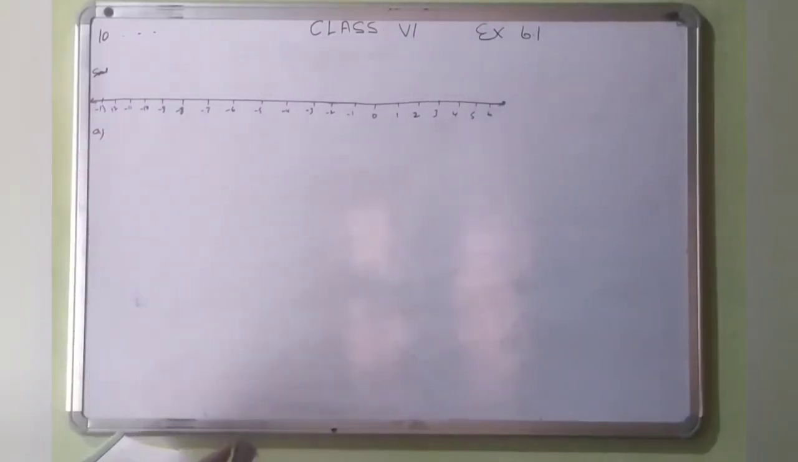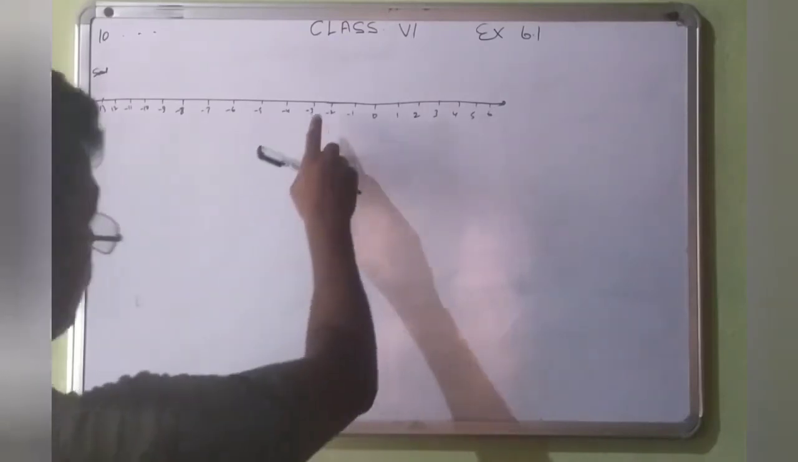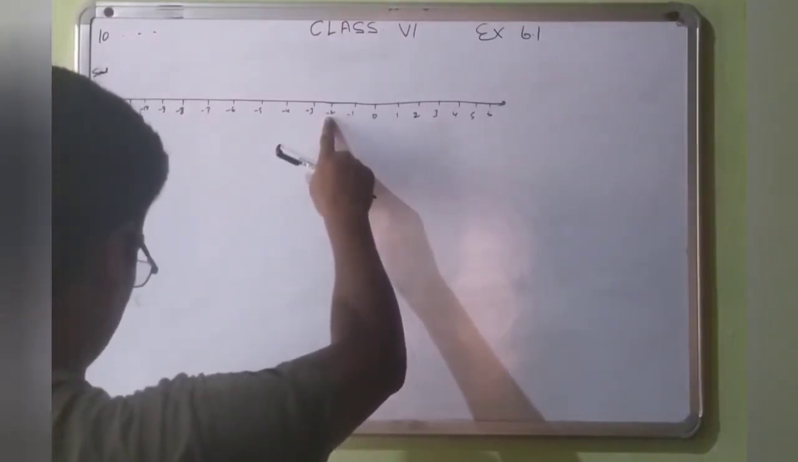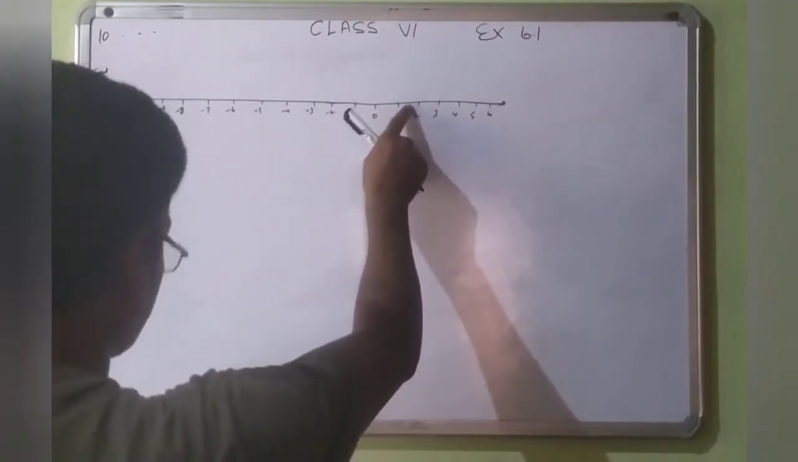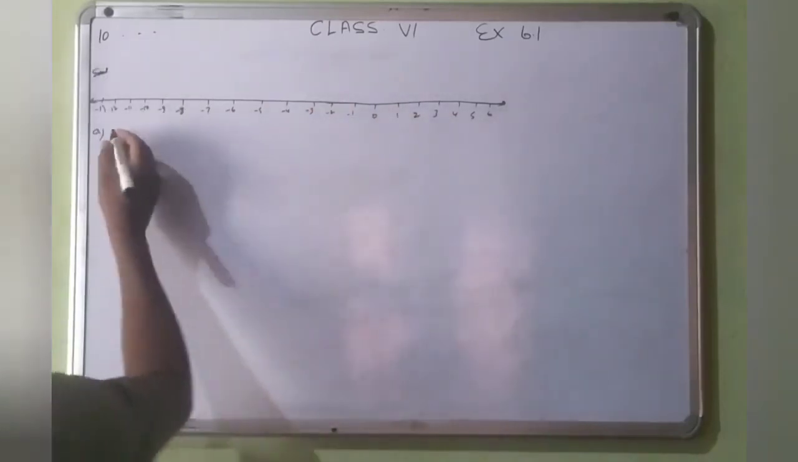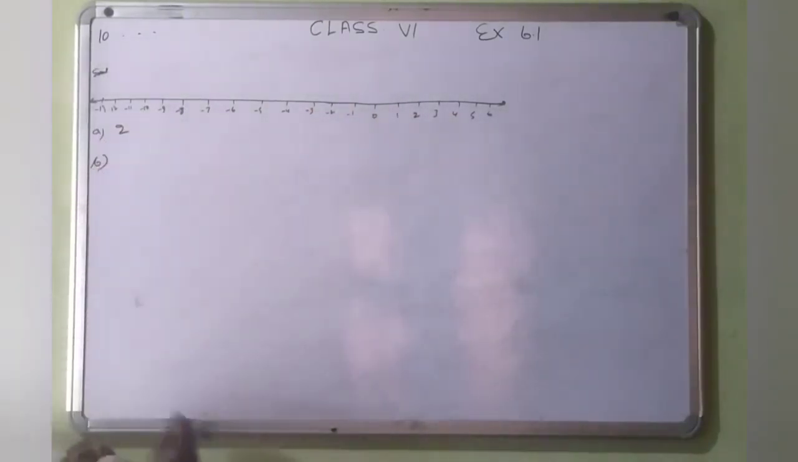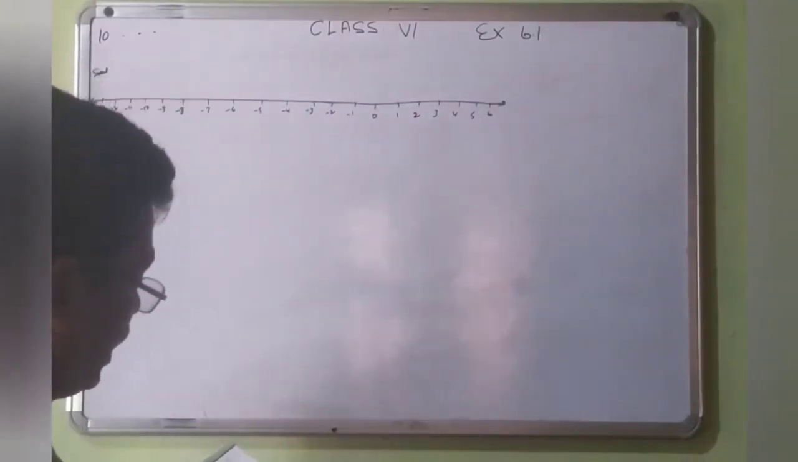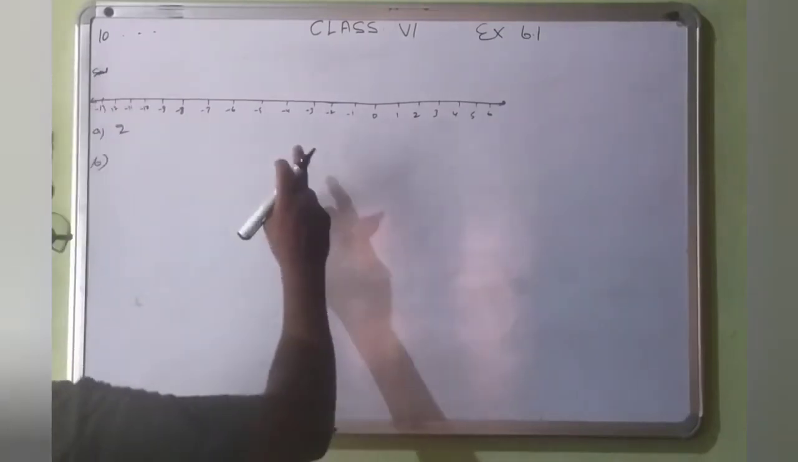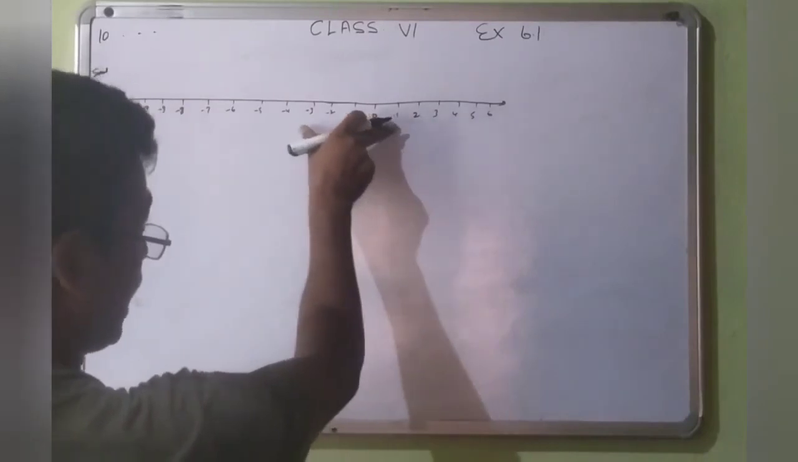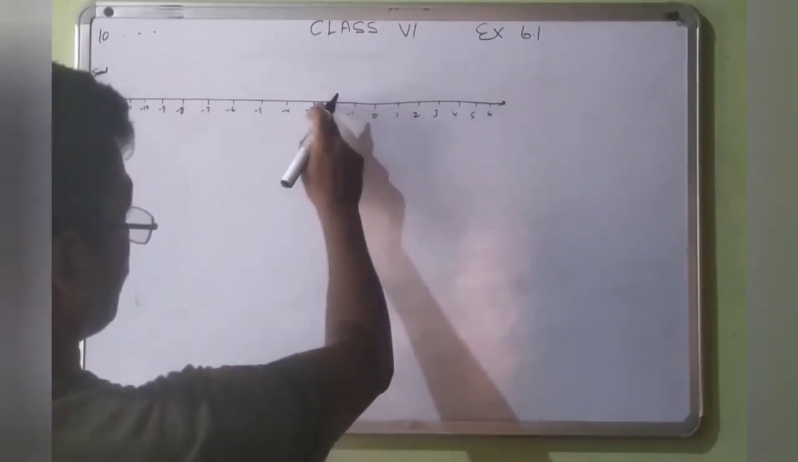So A part, which number will we reach if we move 4 numbers to the right of minus 2? If we move from minus 2 by 4 steps, 1, 2, 3, 4 steps, what will be the answer? 2, that is 2. B part, which number will we reach if we move 5 numbers to the left of 1? If we move from 1 to the left side, 5 steps, 1, 2, 3, 4, 5 steps, that will be minus 4.